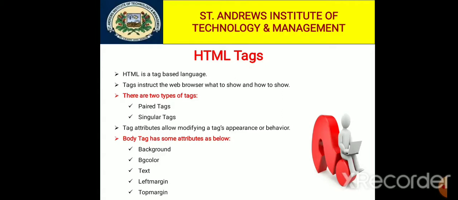If I want to put an image or wallpaper in the background, then we use the background attribute. If I want to use a color as the background, we use bgcolor. Then text. If I want to put a margin on the left-hand side, then we use leftmargin and topmargin. So these are the HTML tags.